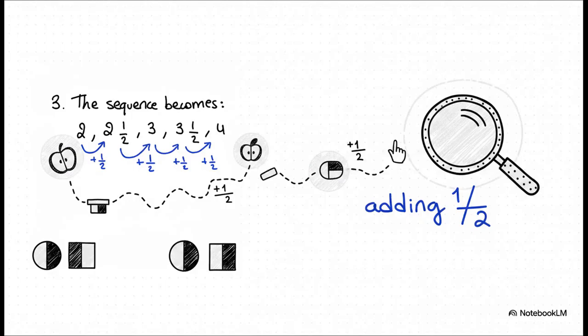Okay, take a look at this sequence. We've got 2, then 2.5, then 3, then 3.5. The pattern's pretty clear, right? Each jump is exactly the same size. The term-to-term rule is just add 1/2. So the basic idea of a consistent jump still applies.